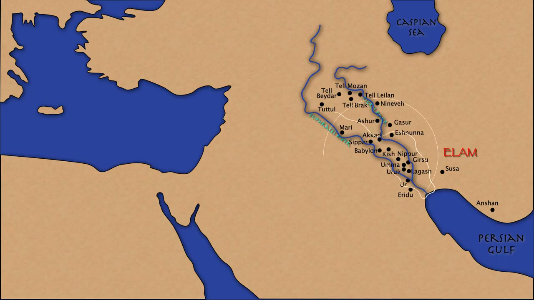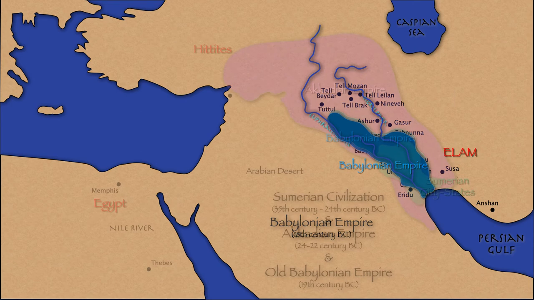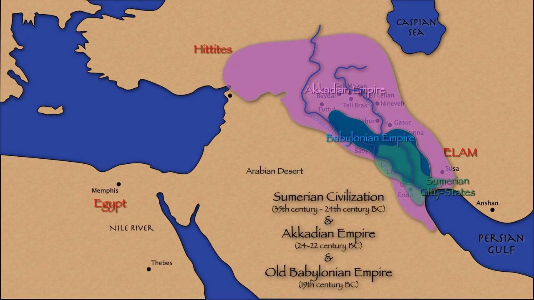And when you look at the map, you can see how the Babylonian Empire sort of looked in comparison to the early Sumerian civilization and the Akkadian Empire that the Babylonian Empire took over. So that's what that looked like.